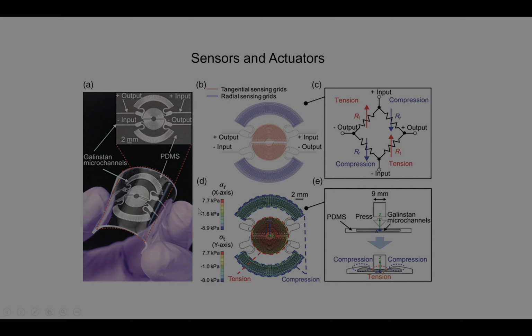Another example is the sensor and actuator, where the PDMS based microfluidic device is mimicked to electronic components such as this rectifier. You can see how they have fabricated the bridge rectifier using these loops, and they have also done compression and tension tests using this bridge rectifier.